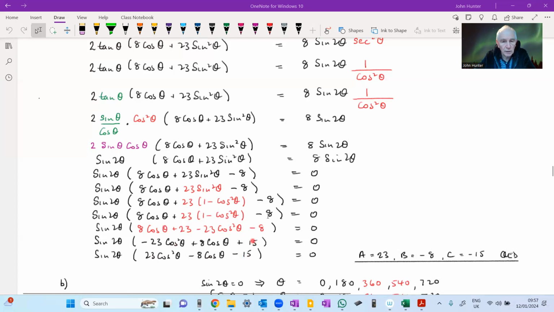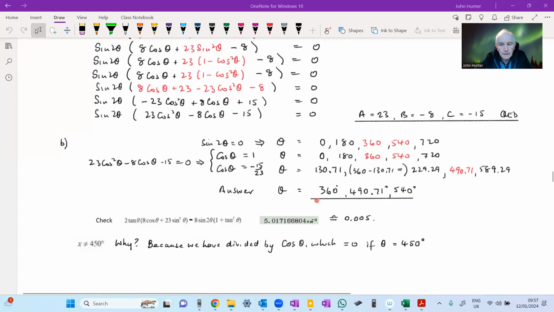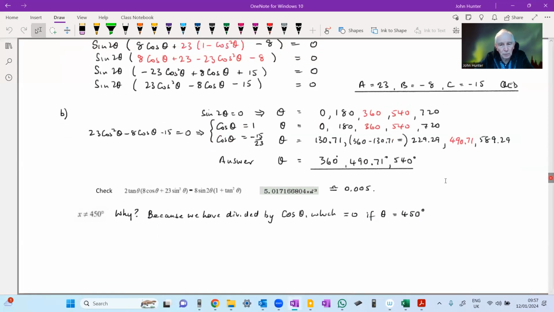So there we go. That is what we have been asked to show. So without scrolling back up, that is the form that's required. And so we can see from this that A is 23, B is -8, and C is -15. QED, that's what we're required to show. So that's good. All right. Tricky one, but we got there.